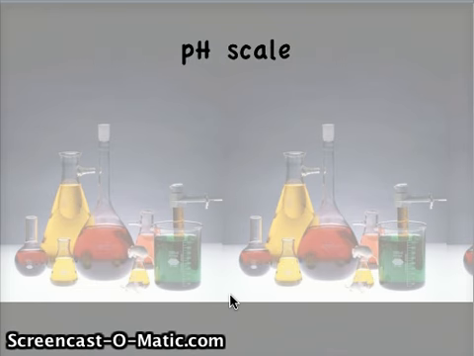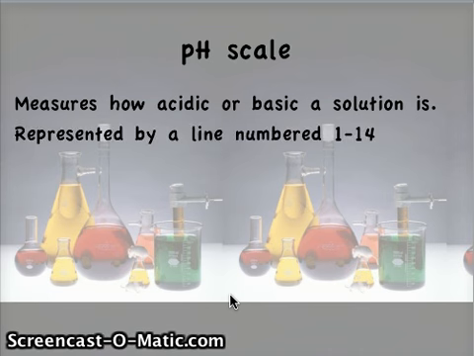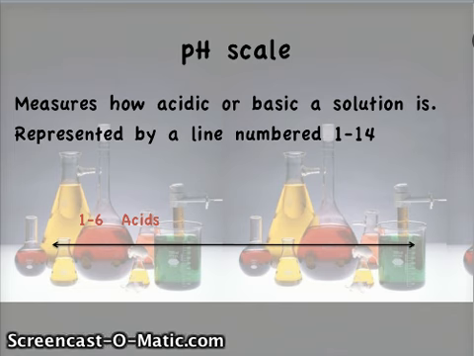Alright, so let's talk a little bit about the pH scale. The pH scale measures how acidic or basic a solution is. It's represented by a line numbered 1 through 14. So depending on how acidic or basic a solution is, it's designated a number that says exactly how acidic or how basic it is. In fact, 1 through 6 is designated acids.